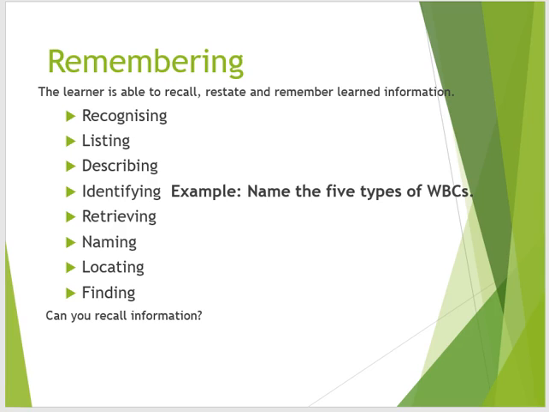So first of all, remembering, this is going to be at the lowest level of Bloom's, and this is basically being able to recall facts or information that for the most part you have memorized. So for example, if I gave you a question that says name the 5 types of white blood cells, you could then list neutrophils, eosinophils, basophils, lymphocytes, and monocytes. You basically have named those 5 types of white blood cells.